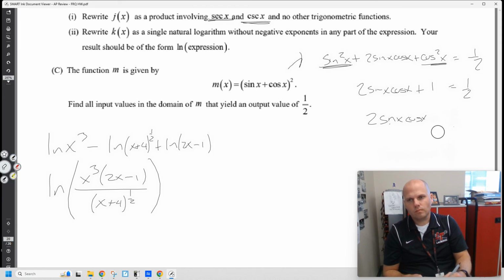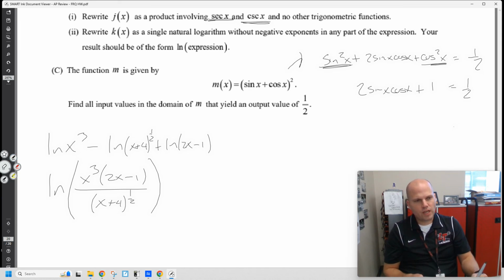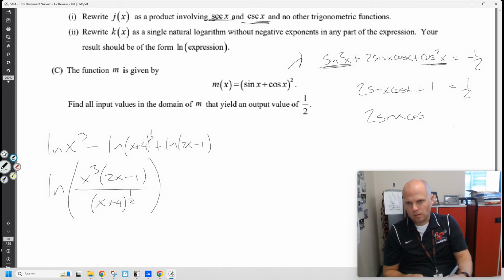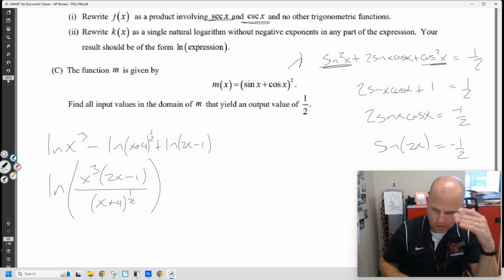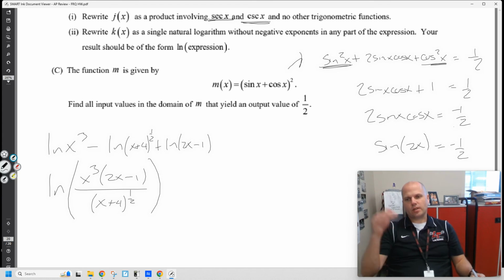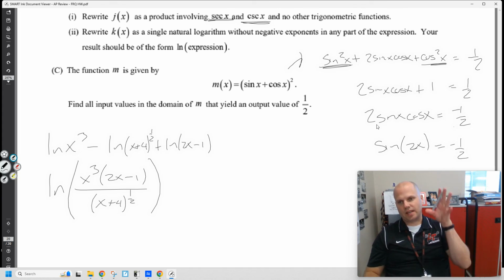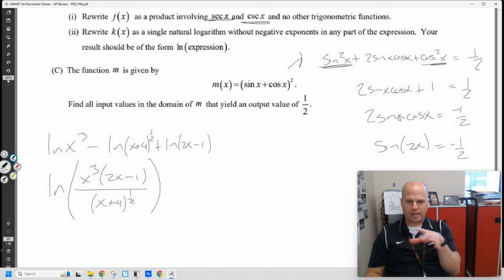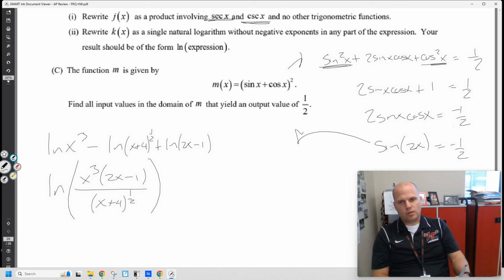Two sine x cos x equals negative a half. That's sine 2x. Sine, cosine, cosine, sine. Cosine, cosine, sine, sine. Sine of x plus x is 2x: sine x cos x plus cos x sine x, which is 2 sine x cos x. Ooh, this one's tough. So this turns into sine 2x equals negative a half.